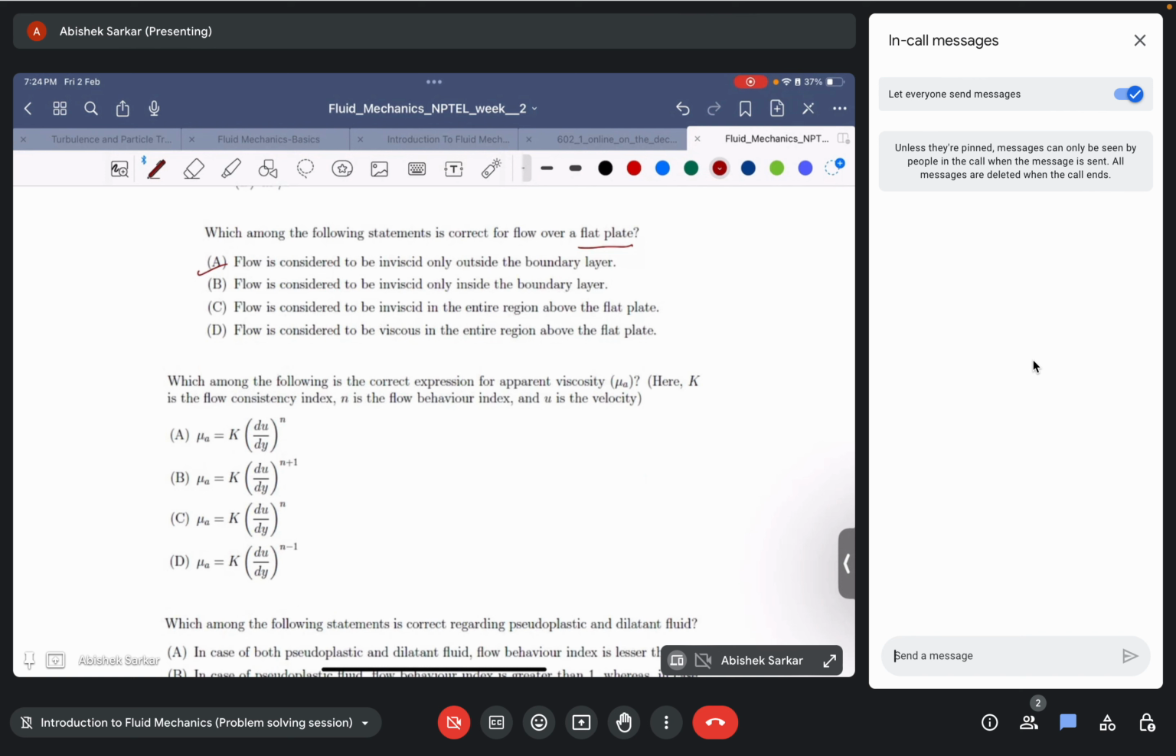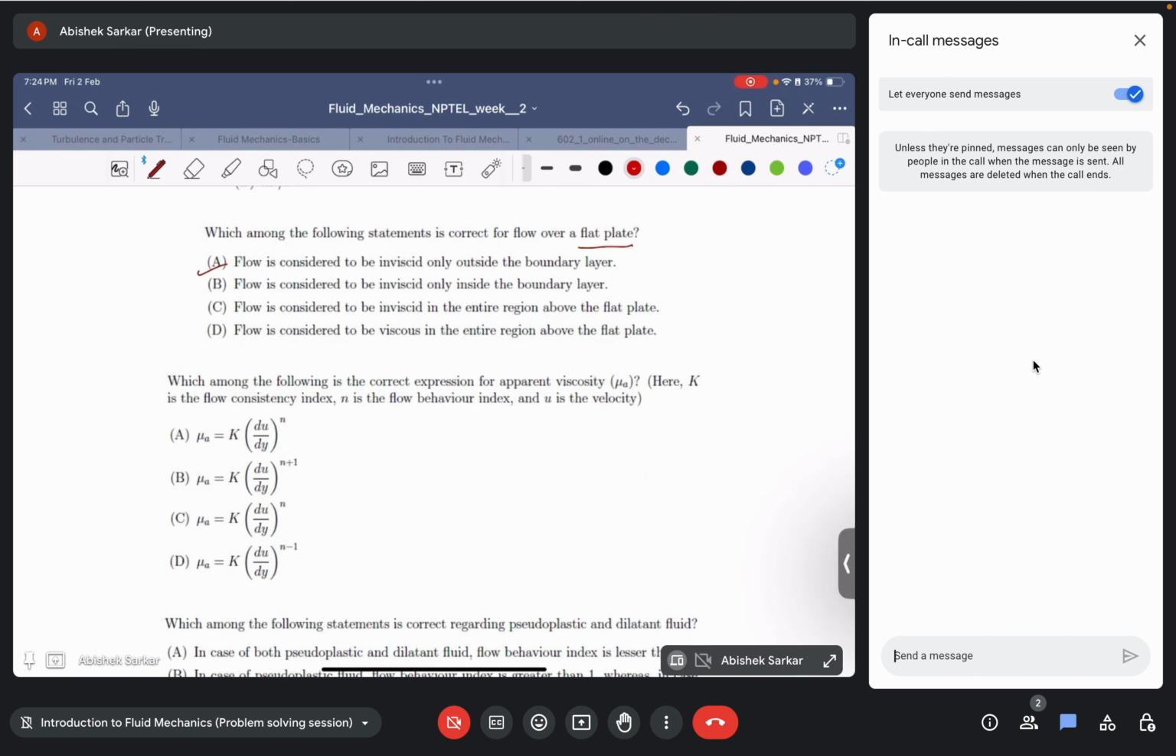I'm sorry. The next question is again very simple. Which among the following is the correct expression for the apparent viscosity? Here K is considered to be the consistency index, N is the flow behavior index, and U is the velocity. It's very simple. We just derived it, so I don't think I should discuss it further. Let us just write it here.